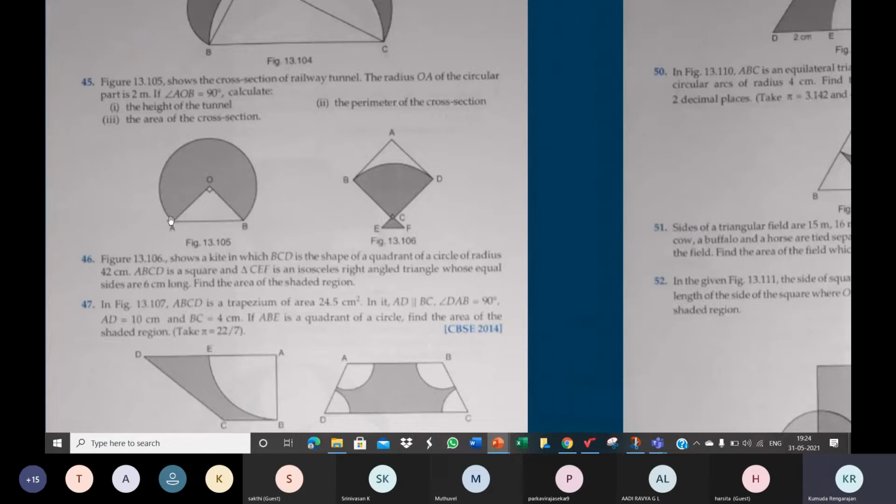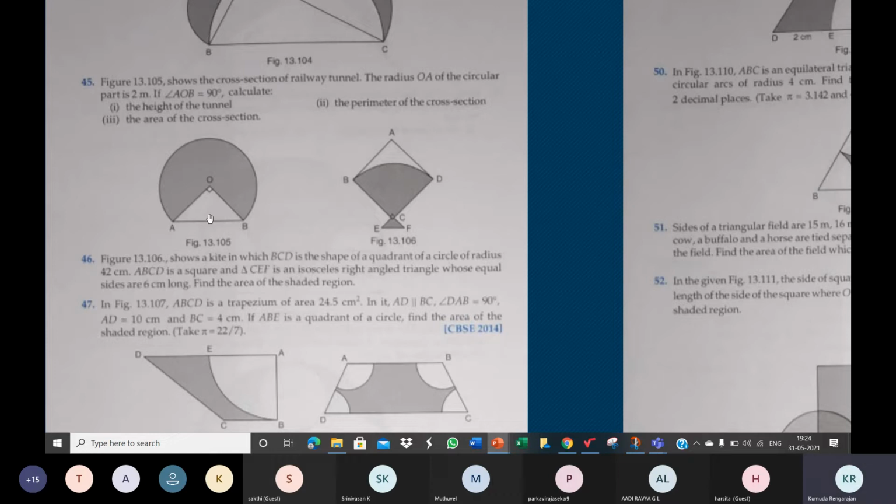So 270 by 360 into 2 pi r, where r is 2 meters, plus AB, which you can find using Pythagoras theorem. So the length of the arc plus the length of the line segment AB will give us the perimeter of the cross section.